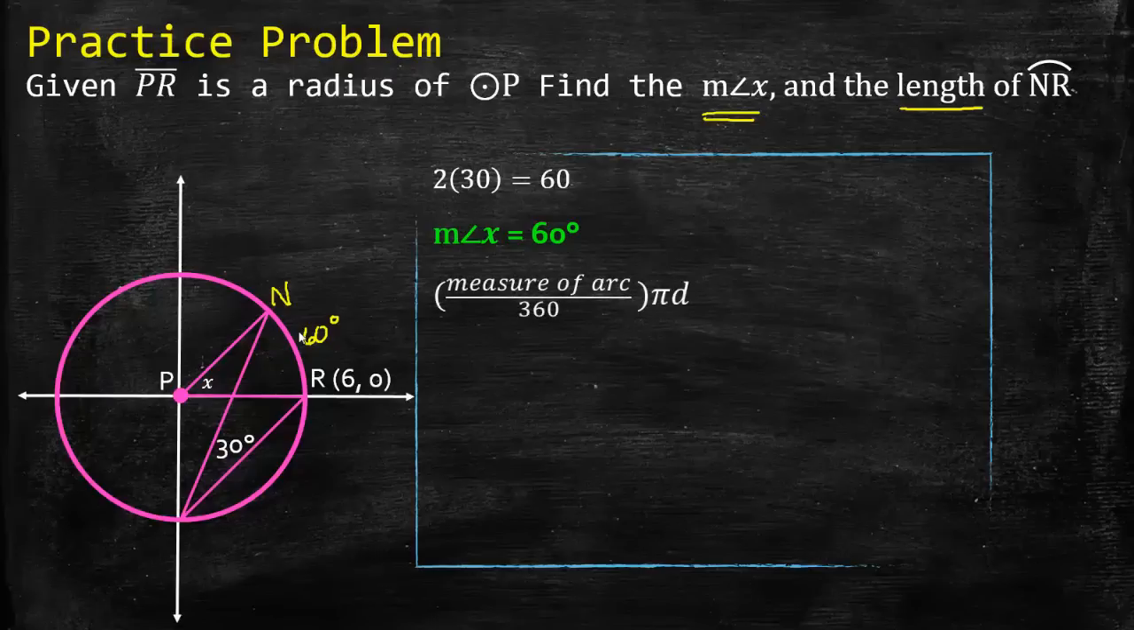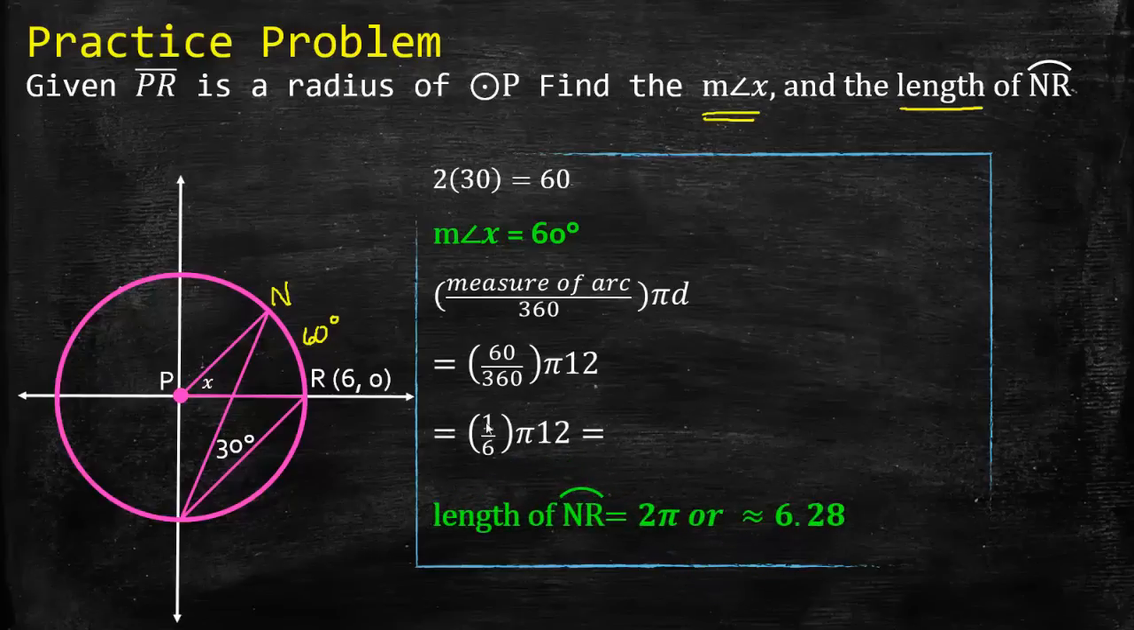So we take the measure of the arc over 360 times pi times d. So the measure of the arc is 60 over 360 times pi times 12, because as you can see from here, r is at 60, and this is right on the point of origin. So that means that this radius is 6. So the diameter is 12. And we can simplify 60 over 360 to 1/6, and you can actually reduce across here without even having to worry about the pi. And you could say the length of NR is 2 pi, or if it's asking for a specific measurement, about 6.28.